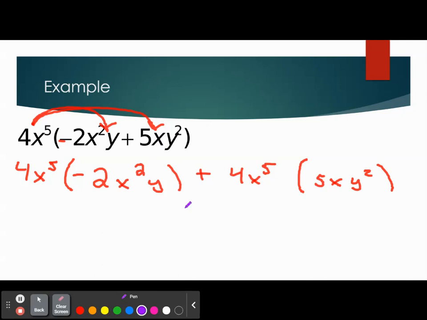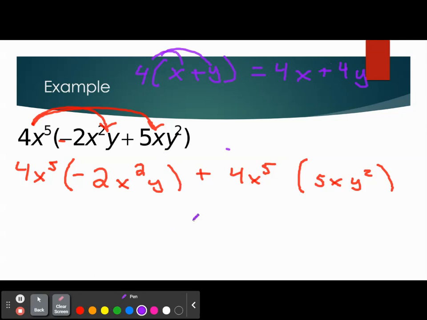But I'm going to show you a problem that's just like this, but a lot more simple. What we did previously, earlier in the year, we had like 4 times x plus y, and we had to distribute the 4 to the x and the 4 to the y, and so that would be 4x plus 4y. That's what we did in a previous chapter. Okay, well, this is the same thing, just a little bit more complicated.